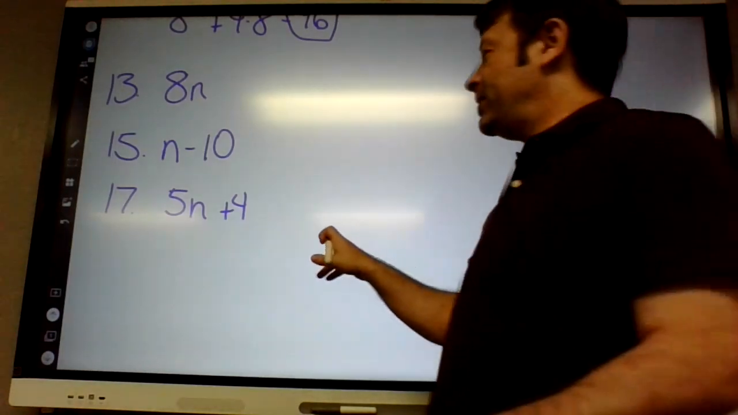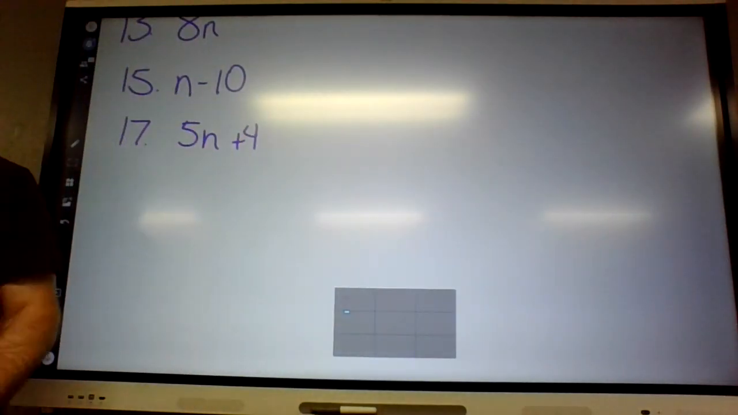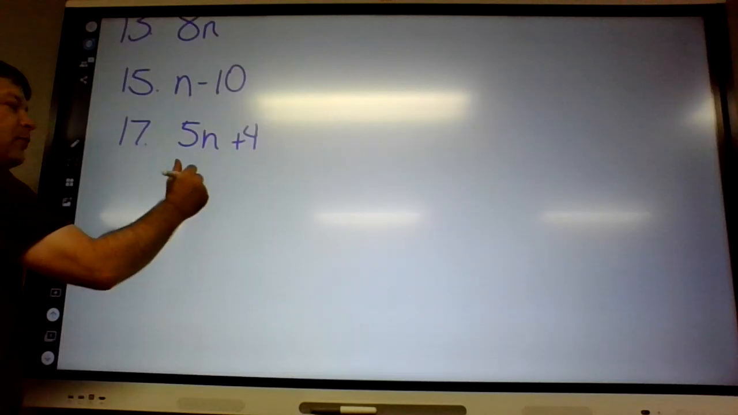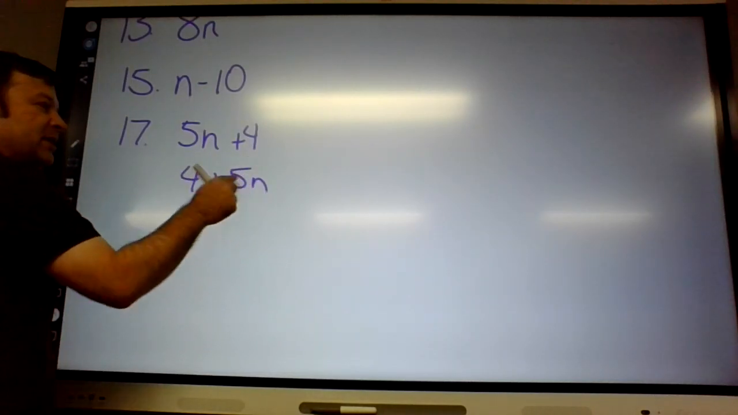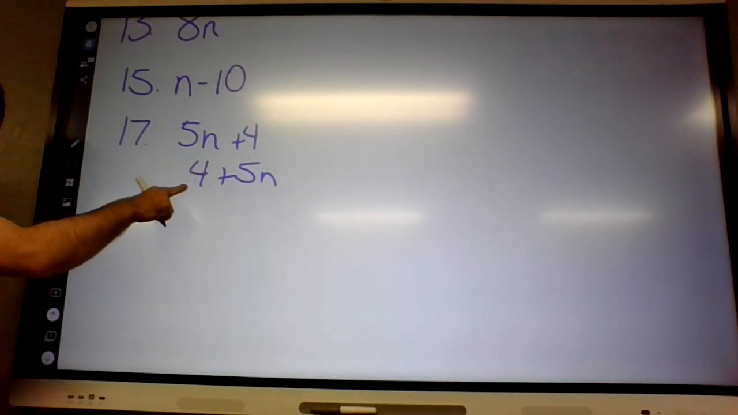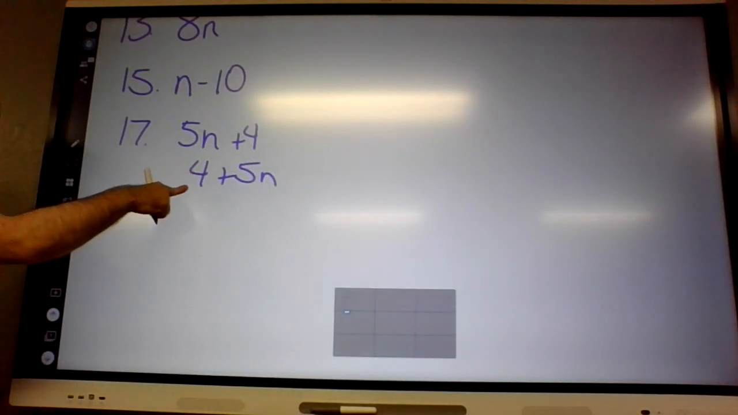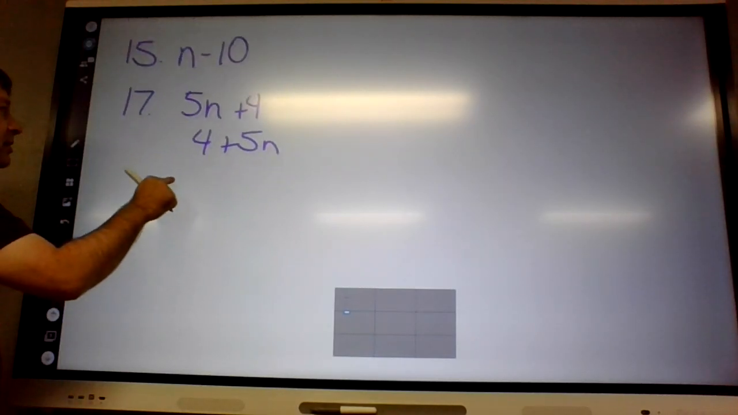Okay. By the way, does the order of this matter? Could we do 4 plus 5n? Is this the same thing? Yeah. Order of addition does not matter. So these would both be okay.